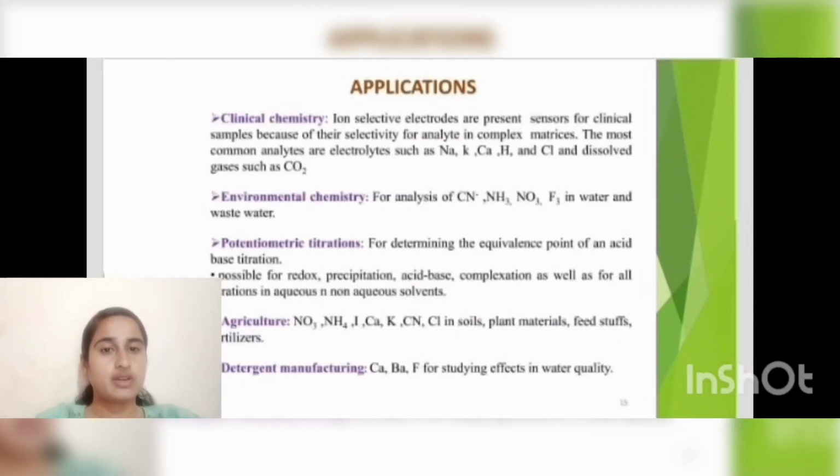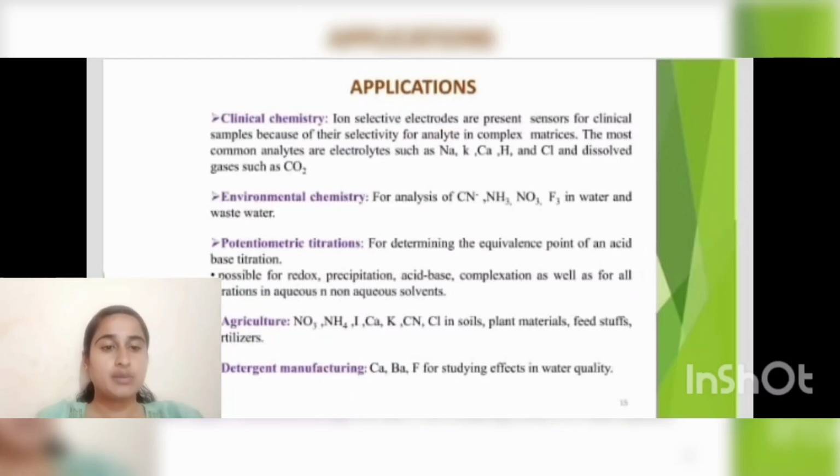In clinical chemistry, ion selective electrodes are the preferred sensors for clinical samples because of their selectivity for the analyte in complex matrices. The most common analytes are electrolytes such as sodium, potassium, calcium, hydrogen and chloride, and dissolved gases such as carbon dioxide. In environmental chemistry, it is used for analysis of ammonium and nitrate in water and wastewater.